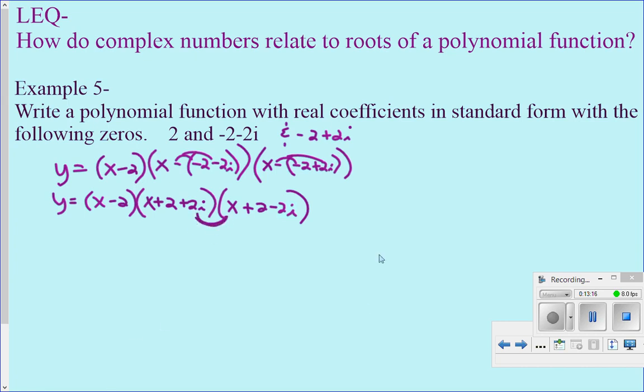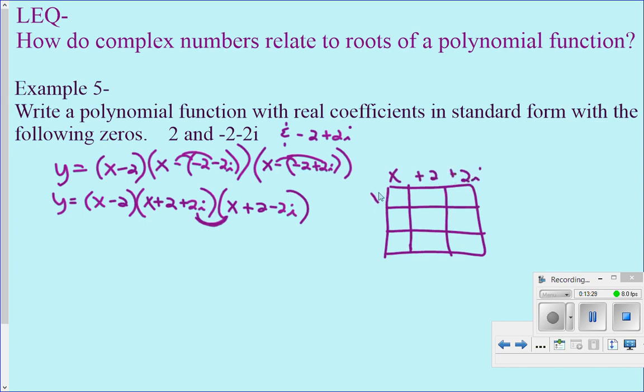So I have a trinomial and a trinomial, either distributive property, or if you want to use a generic rectangle to help you with that distributive property, you can. So I have x plus 2 plus 2i and x plus 2 minus 2i. So we have x times x, which is x squared. We have x times 2, which is 2x. We have 2i times x, which is 2ix. We have 2 times x, which is 2x.